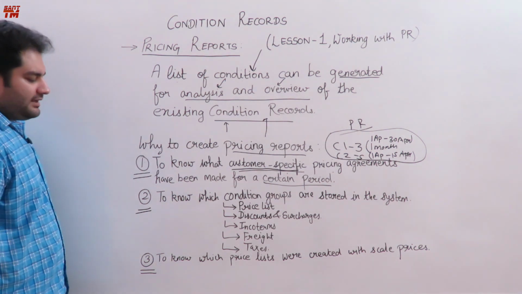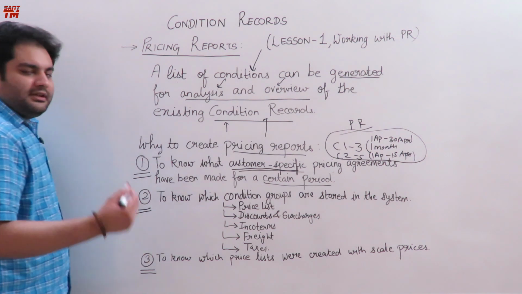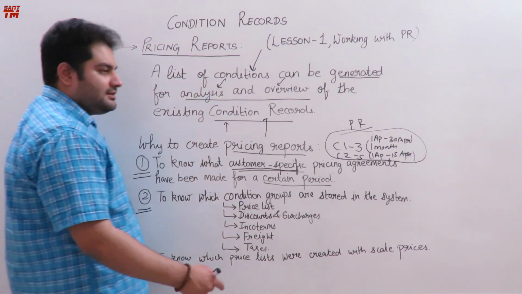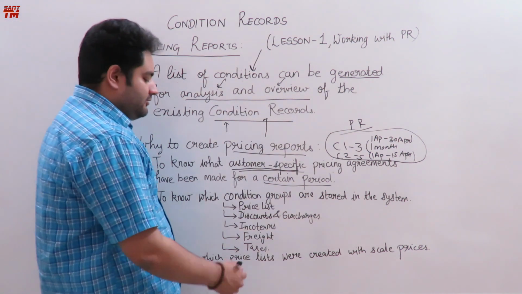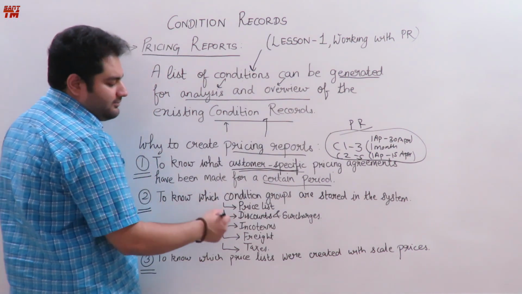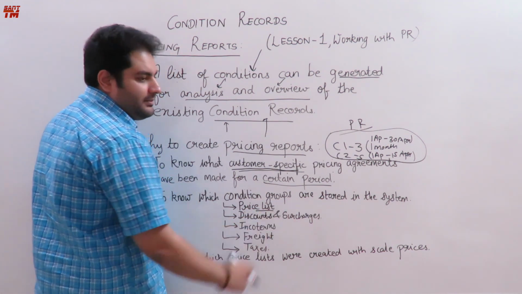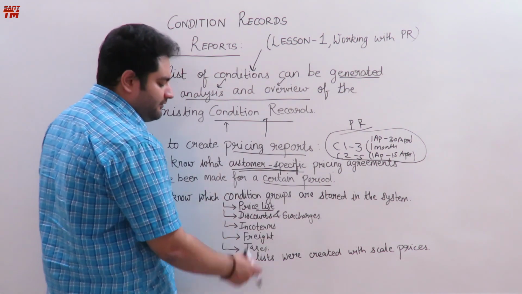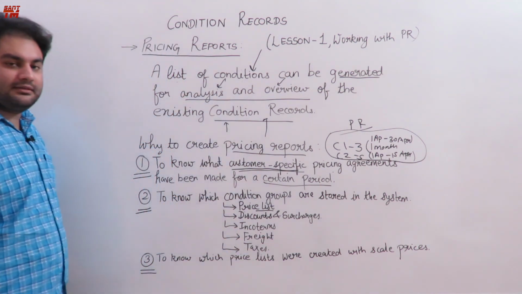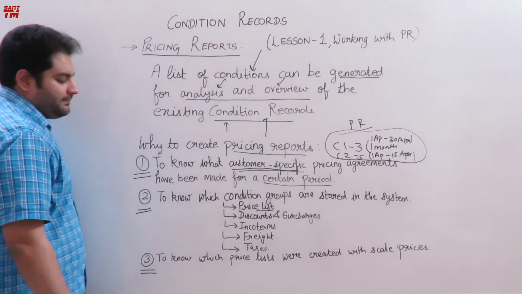Second importance of pricing reports, to know which condition groups are stored in the system. Now what were condition groups? Remember the first class of SAP SD in which I told you that there are total 5 types of condition groups. The first one is price list, second one was discounts and surcharges, third one was Incoterms, fourth one was freight, and fifth one was taxes. There was a flow chart showing 5 condition groups in all.